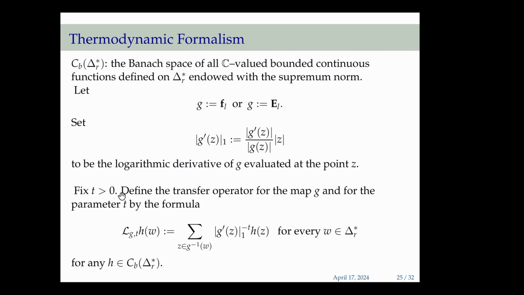And then for t equals 0, we formally define the transfer operator of the map G by such a formula. You look at all inverse branches, which are well defined, and you look at the derivative raised to the power minus t, h of z, for every w in this external disk of radius r. This is a formal definition; I do not claim at the moment that this series converges, but it is well defined.